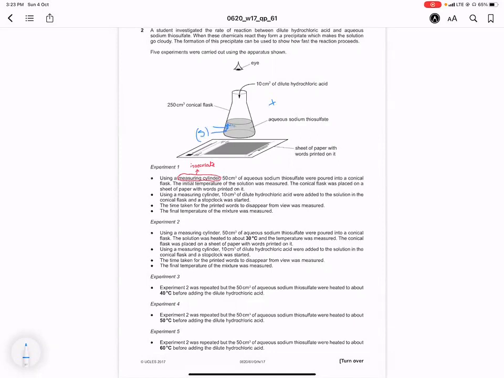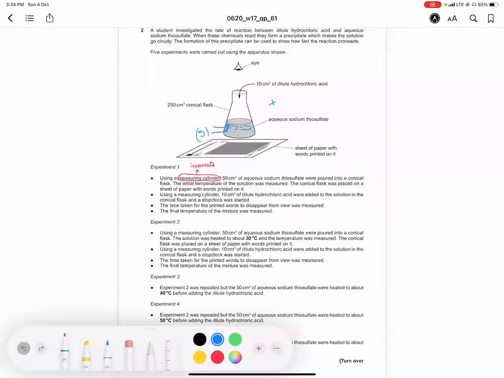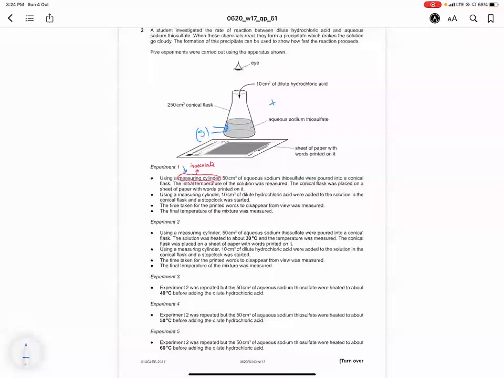And so he's measuring the time needed for the sulfur to build up here and make the sheet of paper with the words printed on it disappear from the eye of the inspector. Okay, the faster the rate of the reaction, the faster the sheet of paper will disappear because the sulfur will build up rapidly in the solution. Okay, and he used a measuring cylinder to add the volumes here, and we agreed that using a measuring cylinder is an inaccurate apparatus, so it's better to use a burette or a pipette.